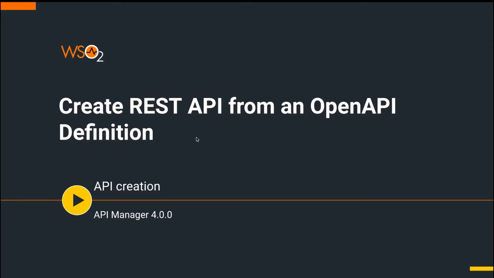Welcome to WSO2 API Manager 4.0 Scenario Tutorials Part 2 on Create REST API from an OpenAPI Definition. This tutorial is part of a series that guides you through all the capabilities of API Manager. This involves creating a REST API from an OpenAPI Definition. Part 1 of this tutorial series is the prerequisite for the current tutorial. So if you have not watched it, please do so. Let's start the tutorial.